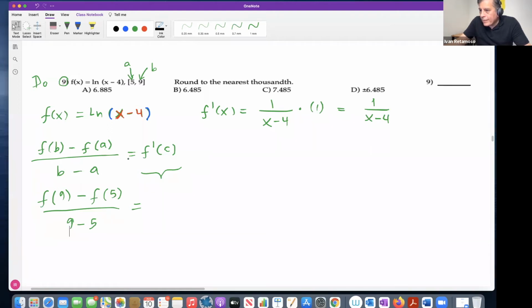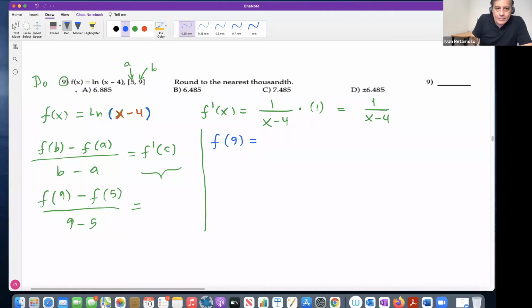So let's try to do this together, okay? All right, so we have to evaluate somewhere here this guy, f at 9. What is that? Using this function, that is natural log of 9 minus 4, which is natural log of 5. And this is just some real number that we can compute.